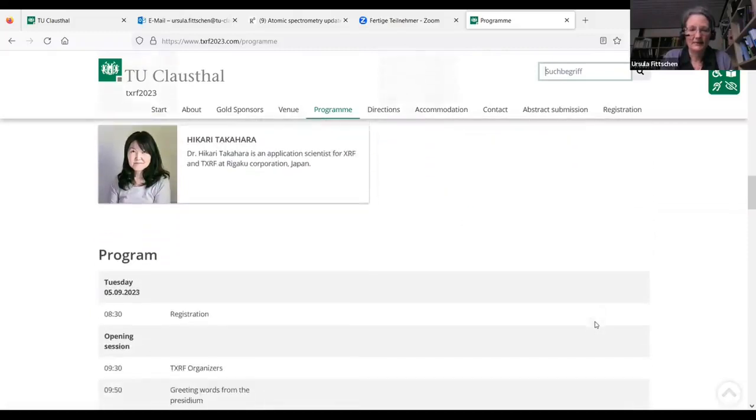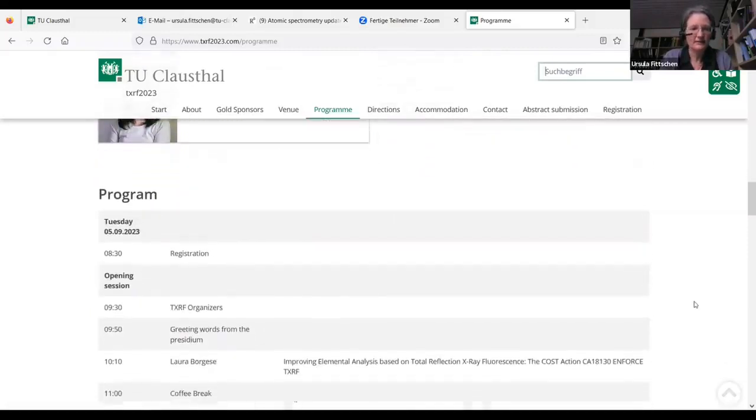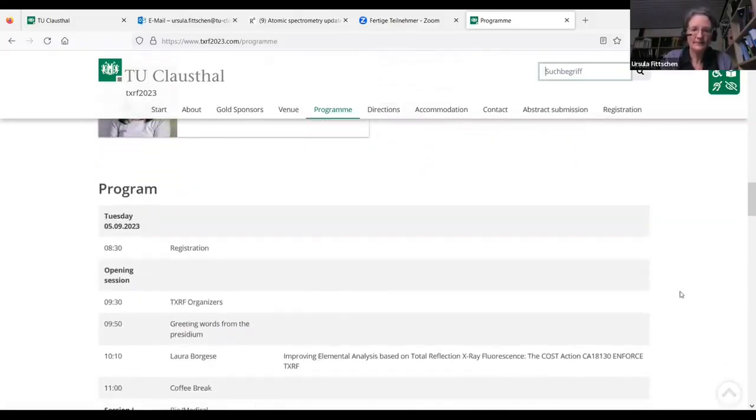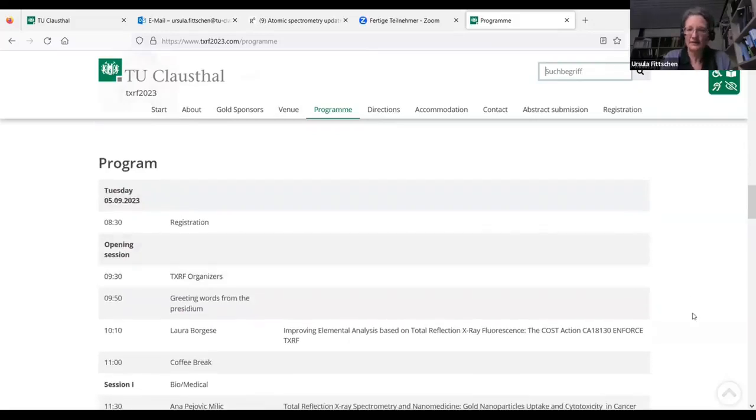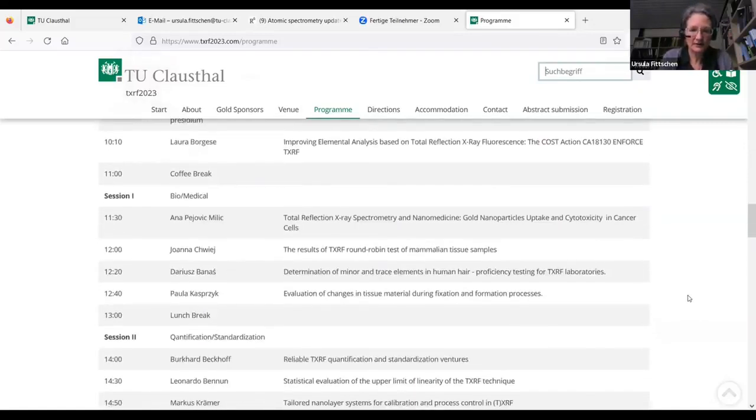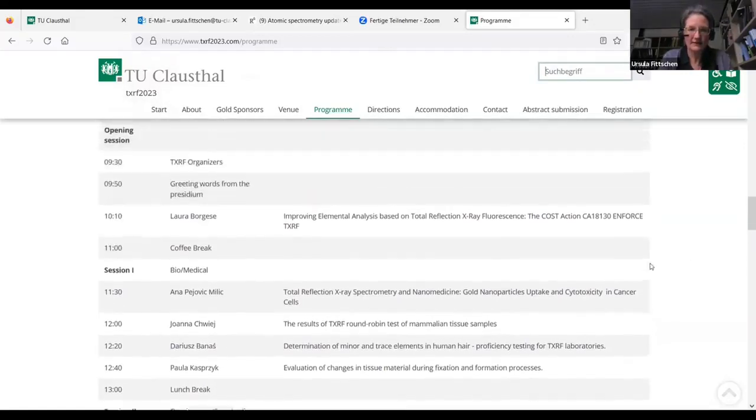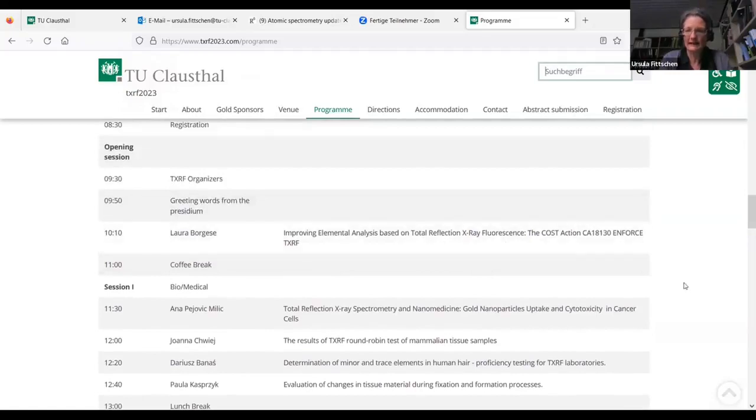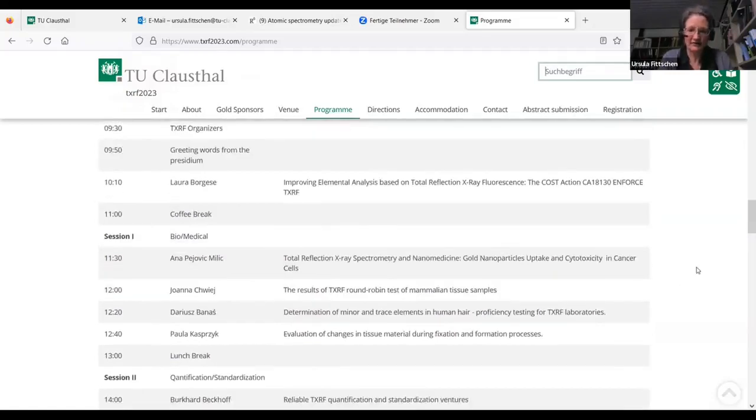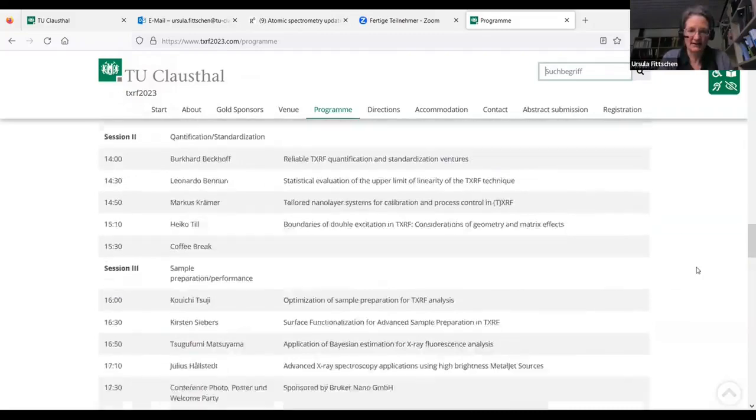And when you scroll further down, you will find the program. So first the overview of the program. I will not go into detail, so you can check the program out. And here we also have the details, including the titles of the different presentations.